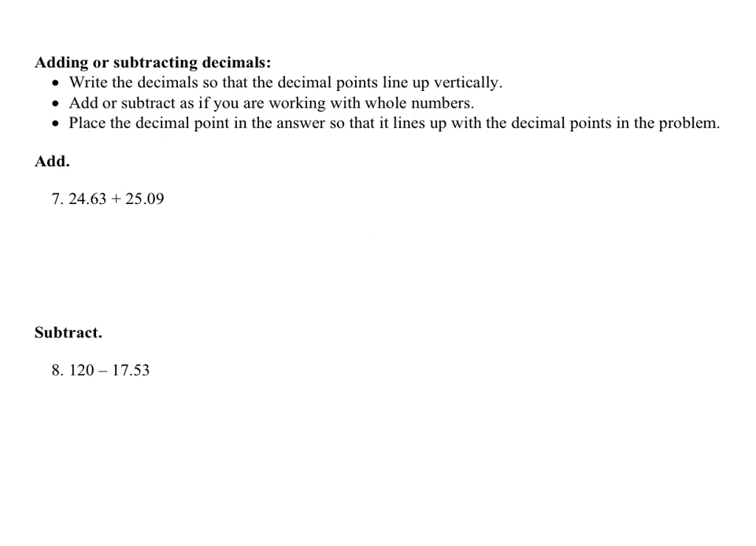The next is adding and subtracting decimals. If you line up your decimal point, you're golden, man. If you don't line up your decimal point, you're messed up. So 24.63 and 25.09, we're just going to add them. So it's like adding $24.63 to $25.09. So this is 12, carry the 1, 72, 9, 4, and you're done.